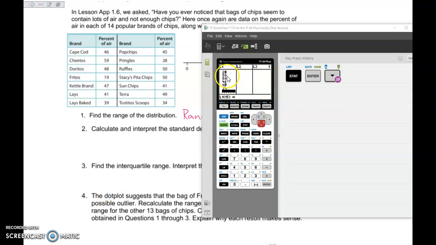Okay, so now I have all of my data listed in list 1, and it doesn't have to be in any specific order. It literally just wants you to put it underneath list 1.